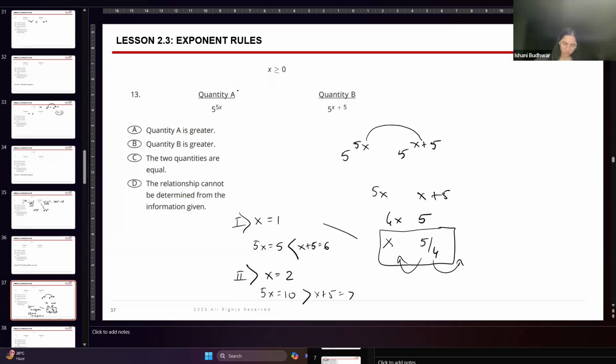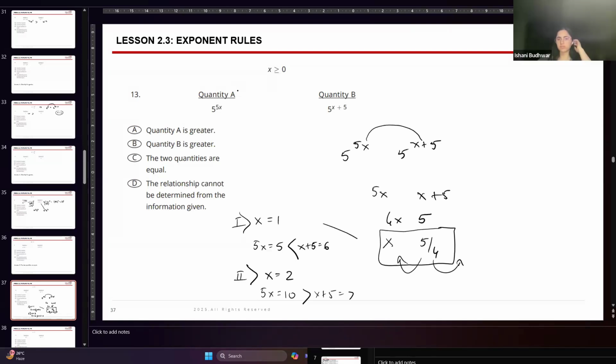So that's the logic behind it. Also, I've told you how to find the boundary point here. Comparing the exponents, x will be 5 by 4. So to the left, the answer will be different. To the right, it will be different.